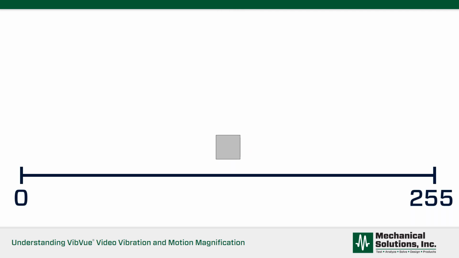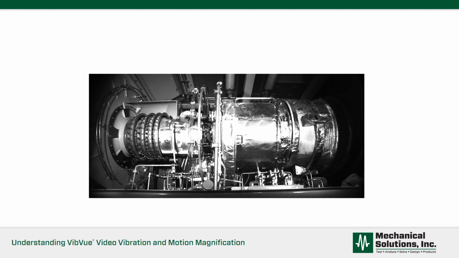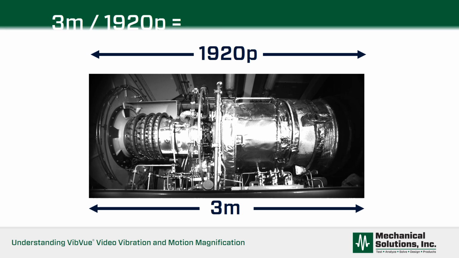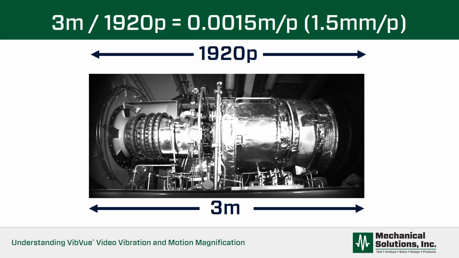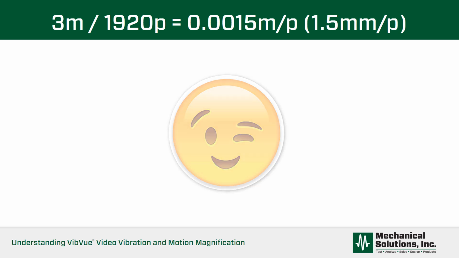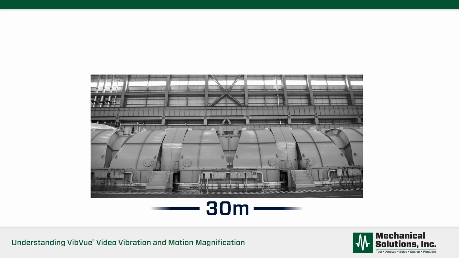Each pixel is a square with certain dimensions and one gray value, somewhere between 0, black, and 255, white. Each pixel monitors a discrete portion of the object you're measuring. If the overall image is looking at something 3 meters or 10 feet wide, and you're using 1,920 pixels across that 3 meters, then each pixel is covering approximately 1.5 millimeters in length. Kudos if you did that math in your head. And remember, the pixel is a square, so it's covering the same height.